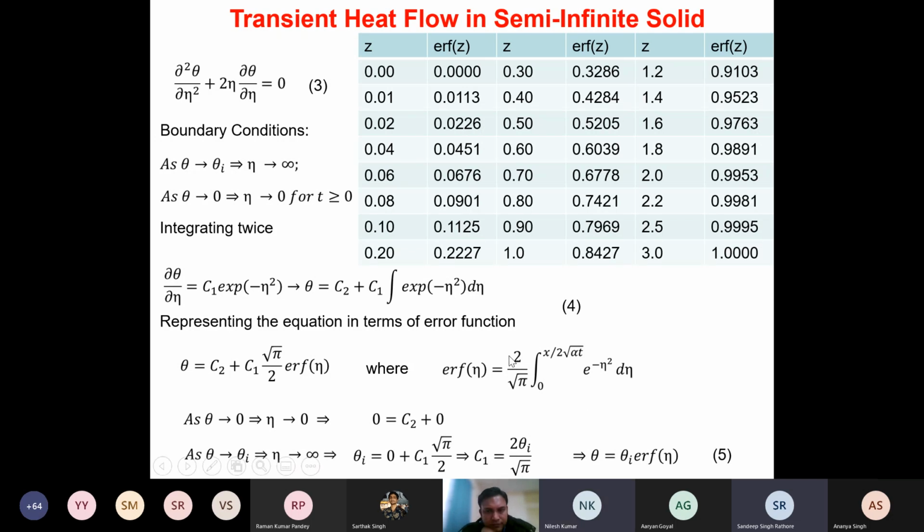So I was telling, because this is a normalized Gaussian integral, the only problem with this integral here is that you will not be able to find out the exact value of this upper limit. What will be the upper limit? x by 2 under root alpha t. What is x here? In this case, you are going to use this x, which is nothing but the length at x equals to infinity.